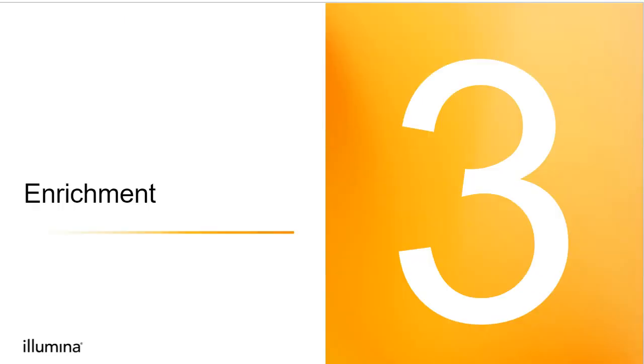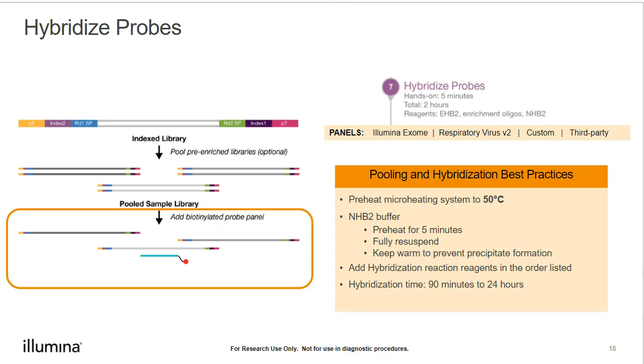So now we're ready to take our libraries into the enrichment workflow. So the first step is to hybridize the probes. This is where we take the complete library that we normalized or pooled and add the biotinylated probe panel to bind our regions of interest. Again, our probe panel options include the Illumina Exome panel, RVO-PV2, RPIP, and then custom third-party options.